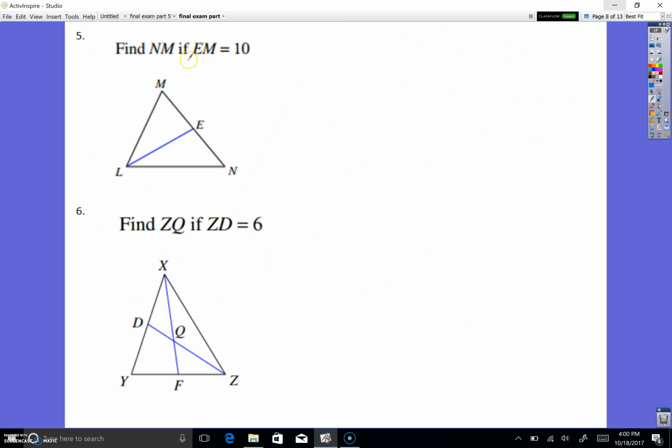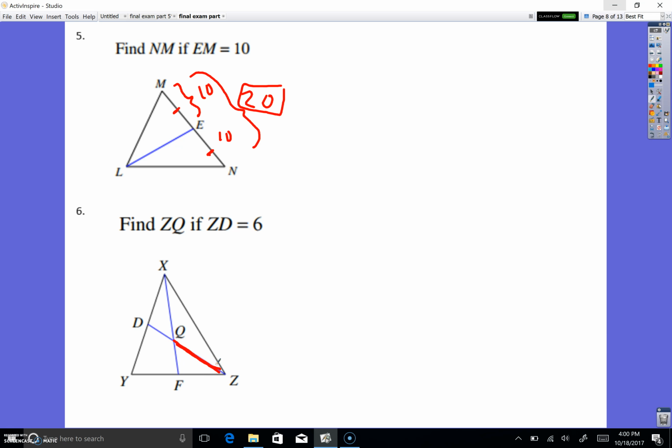Next, we're going to do some problems with it, okay? If you look at this right here, this is a median, okay? So, for a median, this segment is equal to this segment. So, EM is 10. So, NM, we're going to just have to double it, okay? Because this is 10, this is 10, so this is 20. That's our answer.